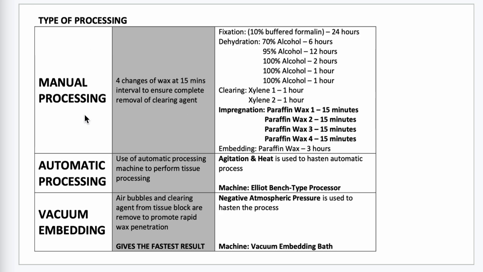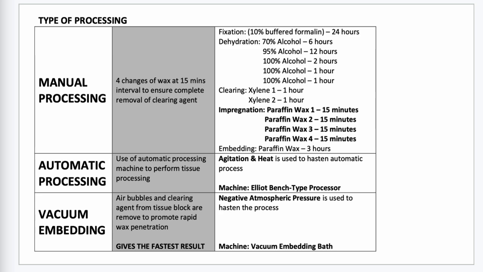So automatic processing, it decreases the time, of course, and labor needed during the processing of tissues. This results in a more rapid diagnosis with less technicality. We use agitation and heat to hasten the automatic process. The machine would be your Elliott bench type processor. We also have your Auto Technicon, no? It can fix, dehydrate, clear, and infiltrate.